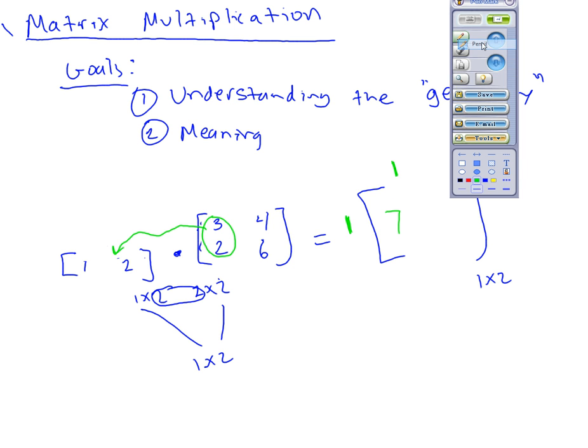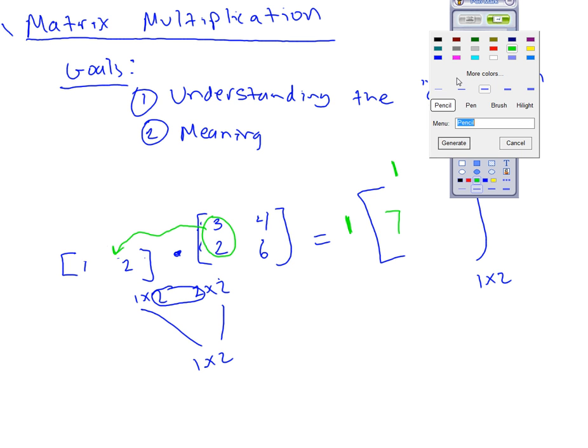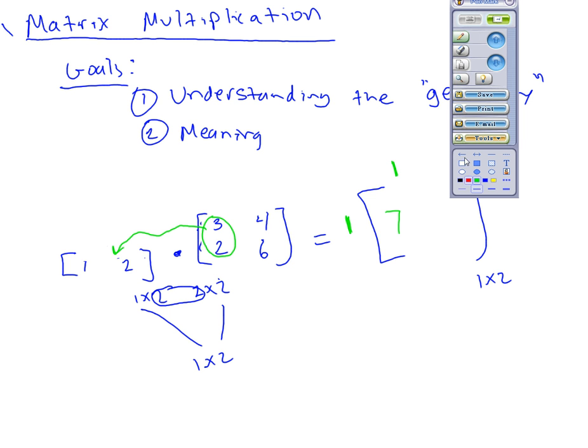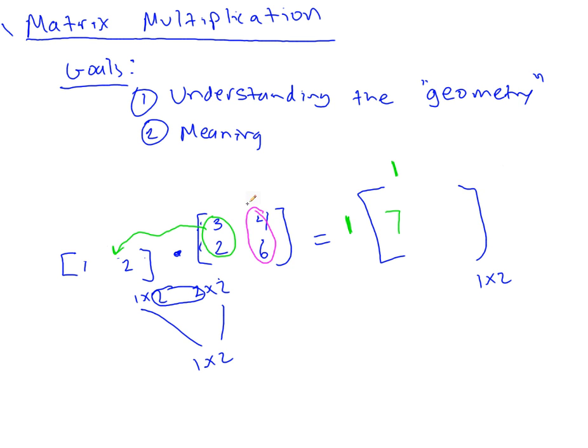Okay, now similarly, to get the next one, the second column that we know we have to have here, we're going to have to take the second column and drop that down on top of the first row of the first matrix. So we're taking the first row of the first matrix, and we're multiplying it by the second column of the second matrix, and I'm just using the colors here to dictate what we're doing. So we get 4 times 1 is 4, plus 2 times 6 is 12, 4 plus 12 is 16.